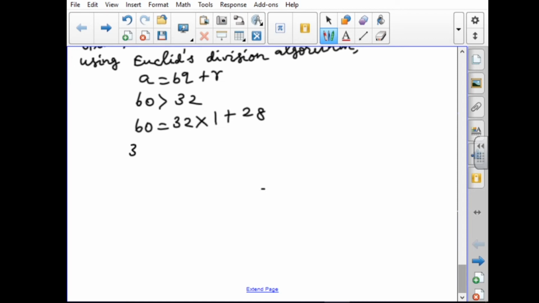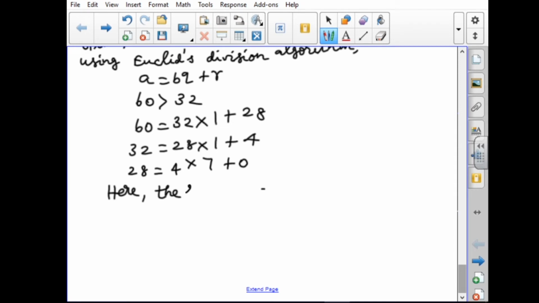Next, the dividend is 32. So 28 into one time, the remainder will be 4. Again, 28 will be coming here, so 4 into 7 plus 0. In this step we have to get the remainder as 0, so what is the HCF here? 4. Here the remainder is 0. Therefore HCF equals 4.